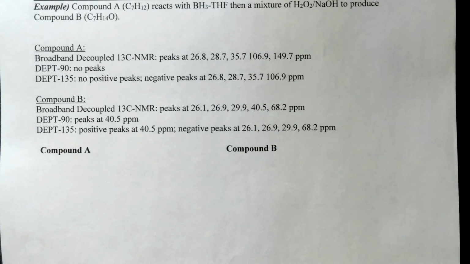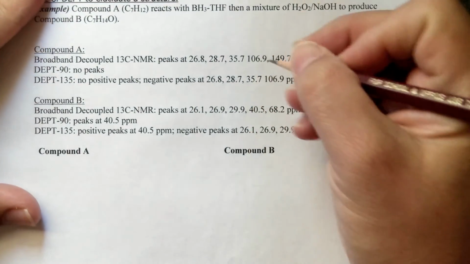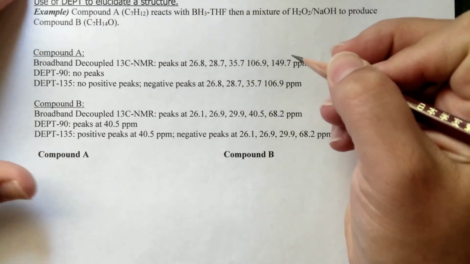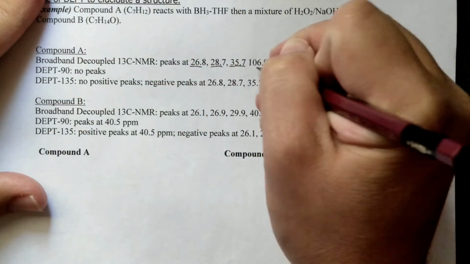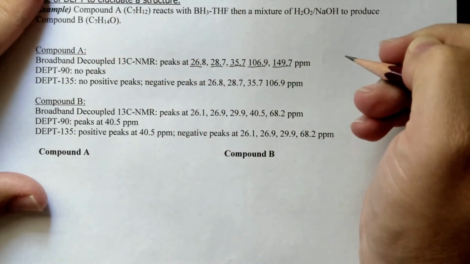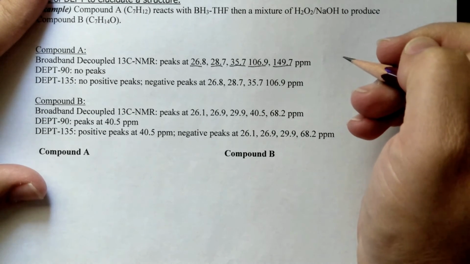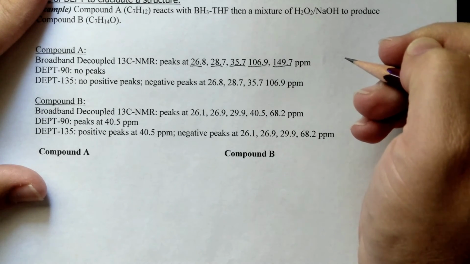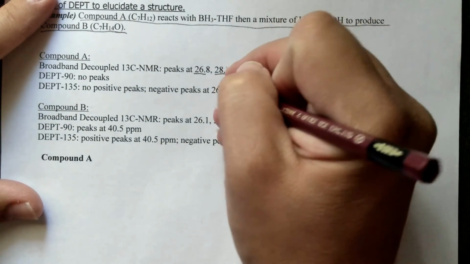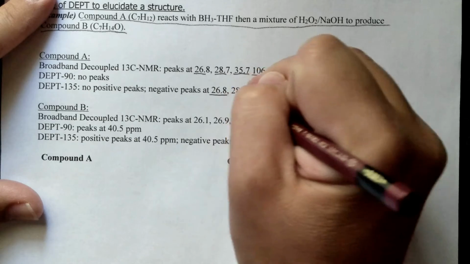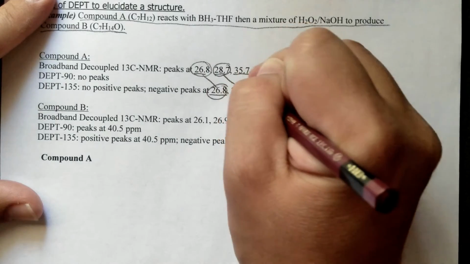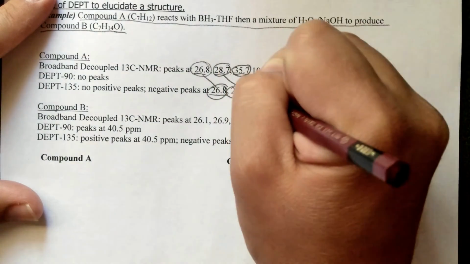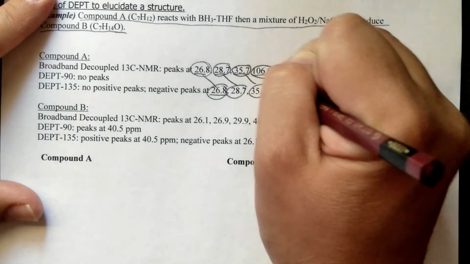So what do we observe here? Well, in a problem like this, where we're using DEPT, we have to identify where the peaks are the same and where they're missing in our 90 and our 135. What we just want to see is in the 135, we have these two the same, these two the same, and these two the same, and these the same.